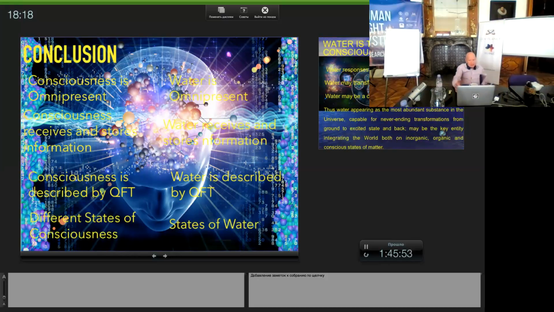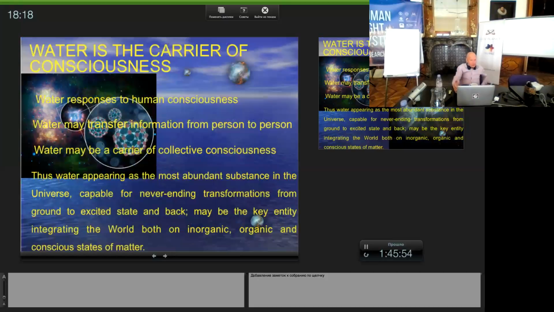So we can tell that water is the carrier of consciousness. Water responds to human consciousness. Water may transfer information from person to person. Water may be a carrier of a collective consciousness. So thus water appears as the most abundant substance in the universe, capable of never-ending transformation from ground to excited states and back. Maybe the key entity integrating the world on the inorganic, organic, and consciousness states of matter.